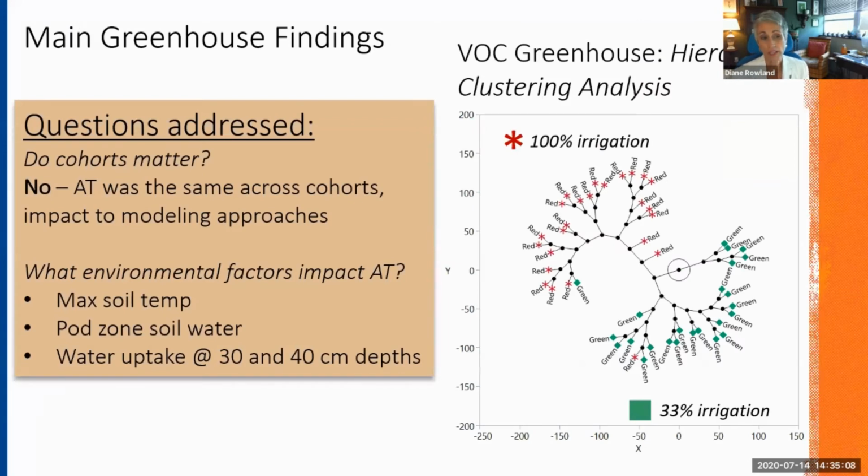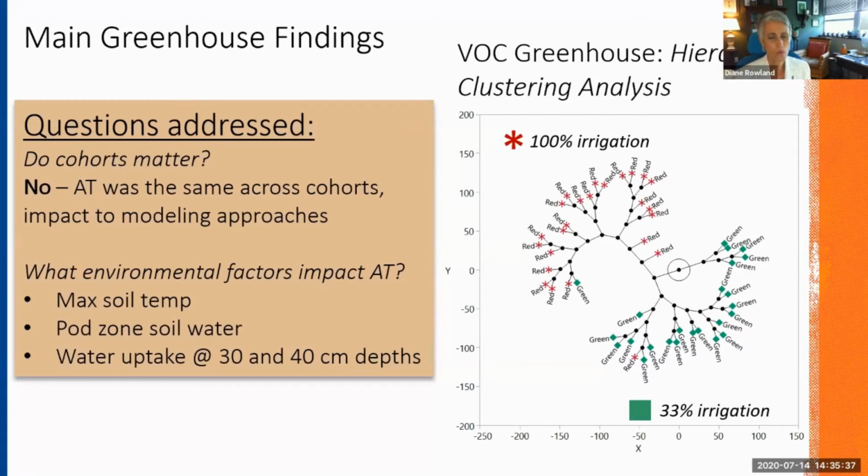So there are several findings, but I'm just going to go over this very briefly. There were three pretty important findings from this experiment that helped guide then our subsequent field research. First was, do those cohorts matter based on our data? In this case, aflatoxin was the same across cohorts. So the tagged pegs going in one week, the aflatoxin contamination didn't matter over time.